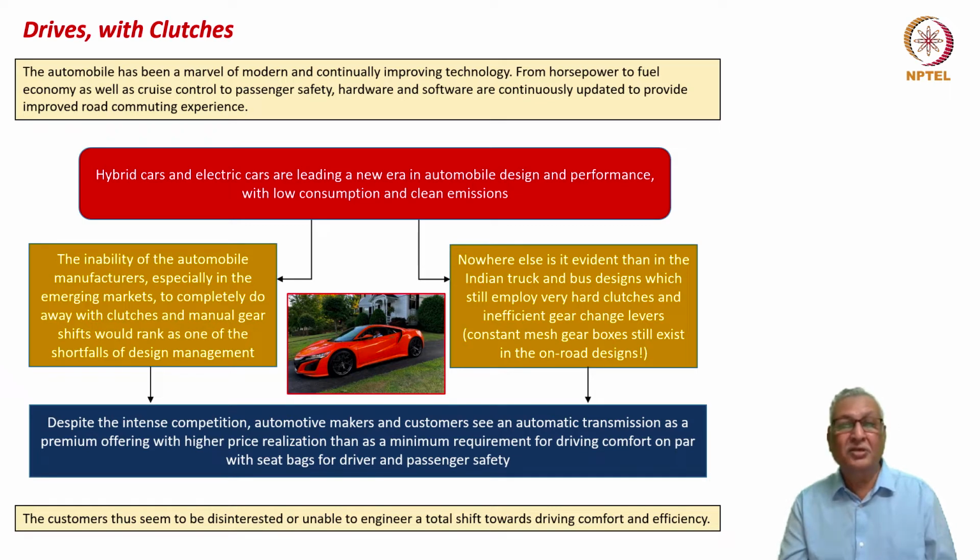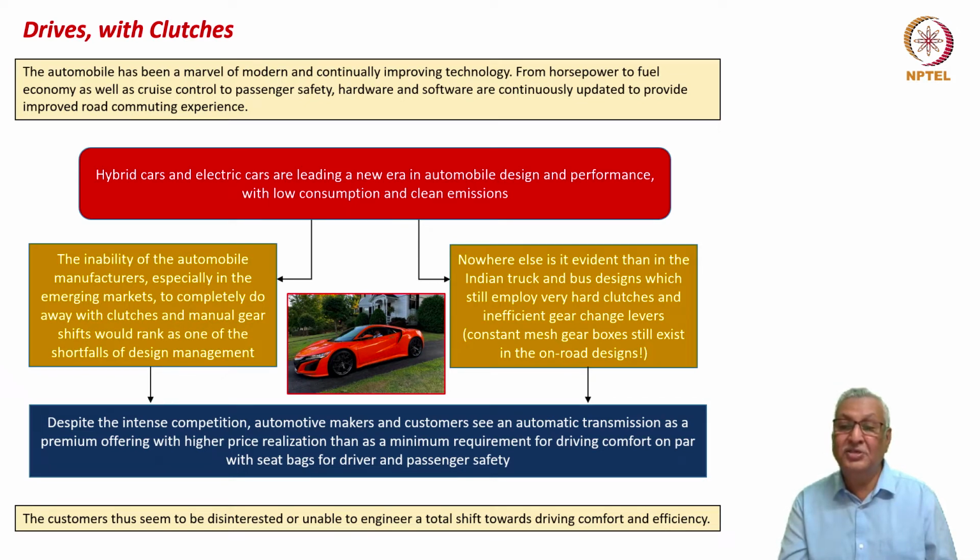Hybrid cars and electric cars are leading a new era in automobile design and performance with low consumption and clean emissions. However, the automobile manufacturers, especially in the emerging markets, are not able to completely do away with clutches and manual gear shifts, and this would rank as one of the shortfalls of design management. Nowhere is it more evident than in the Indian truck and bus designs, which still employ very hard clutches and inefficient gear change levers.